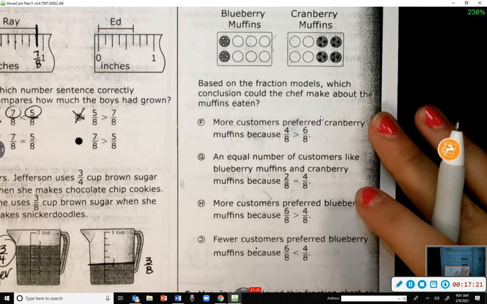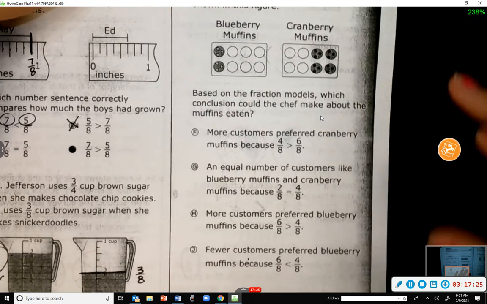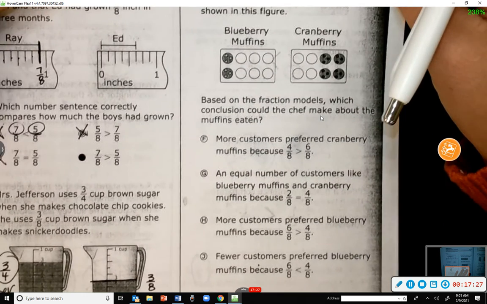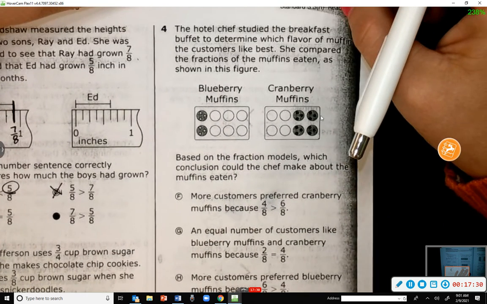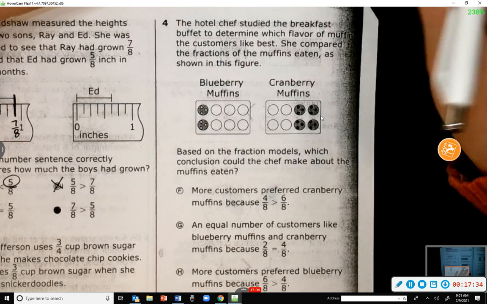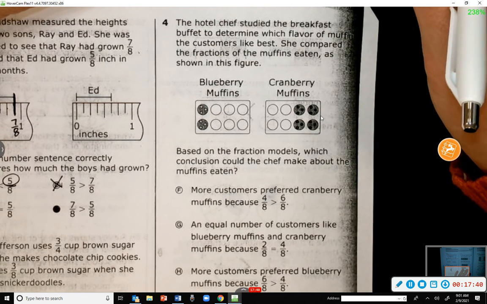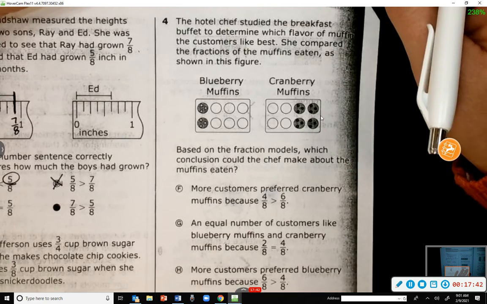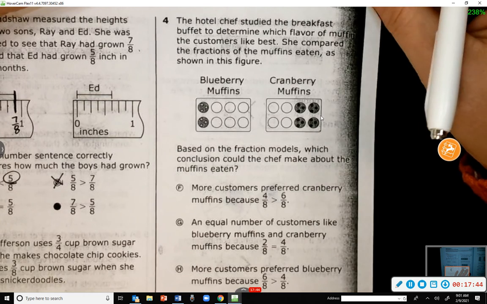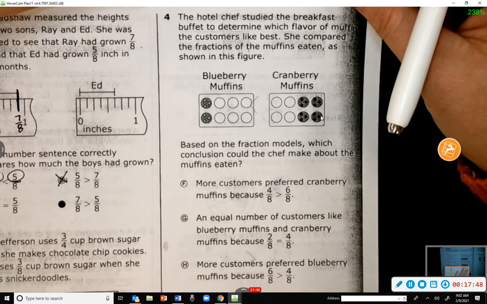Good. No, we're not gonna read through all of it. I'm just gonna read it so we can get this going quicker, okay? Number 4, the hotel chef studied the breakfast buffet to determine which flavor of muffin the customers like best. She compared the fractions of the muffins eaten as shown in this figure. Based on the fraction models, which conclusion could the chef make about the muffins eaten?